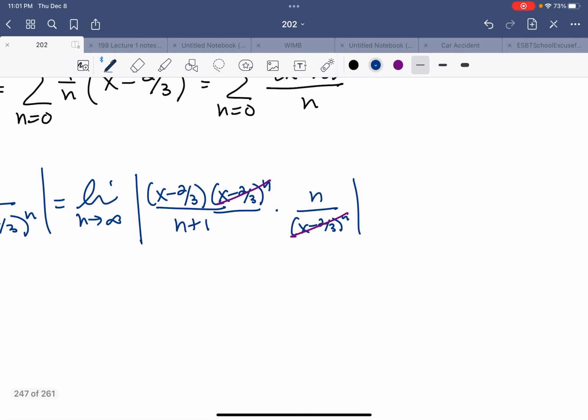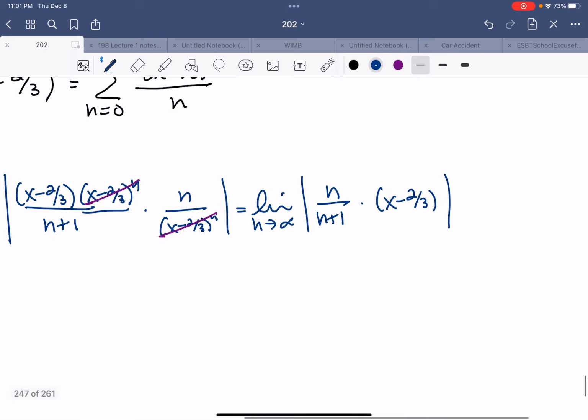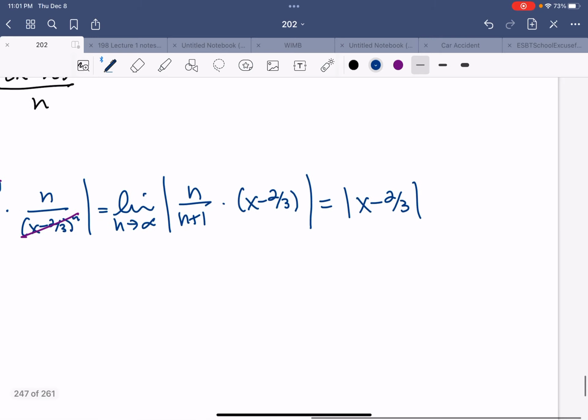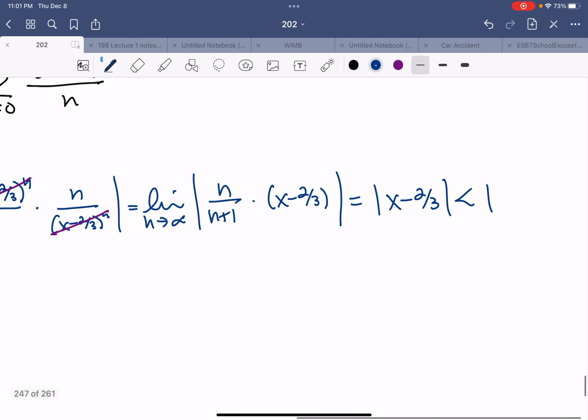So if I think about grouping this with terms that are similar, I'm going to put the n over the n plus 1, because those are similar, and then I've got times the (x minus 2/3). And if I take the limit of that fraction, n over n plus 1, those have the same power, so that's going to give me 1. So this is just the absolute value of x minus 2/3. And if I want to converge using the ratio test, I want this to be less than 1. So right away, that tells me that my R is equal to 1.